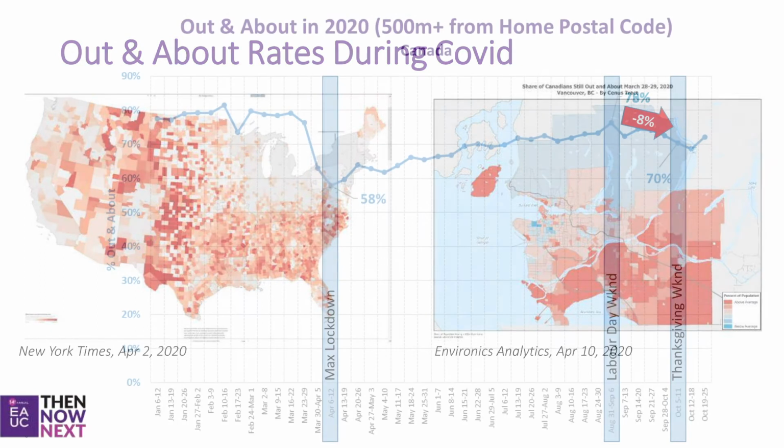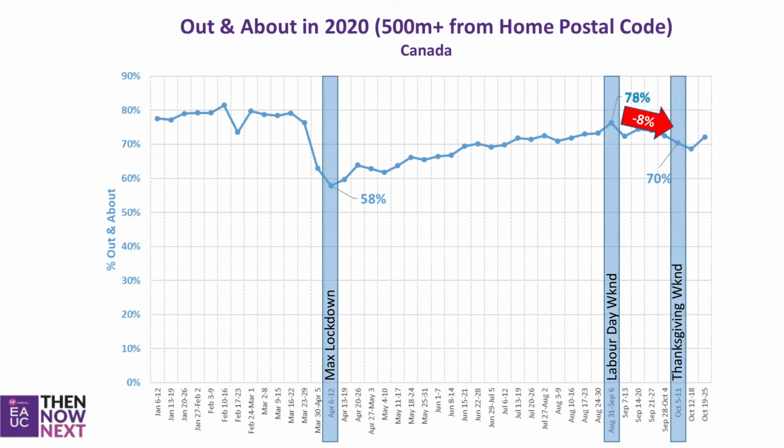So what's happened since? If we look at our out and about data on a week-by-week trend, just under 80% of Canadians went over 500 meters from their home postal code pre-COVID. At the depth of the spring lockdown, that number had dropped to 58% as people were staying home. Now, over the summer months, we saw a recovery. By Labor Day, we were back up to around 78% of Canadians moving out from their homes. Then we dropped back to 70% by Thanksgiving. So during that period, that 5 weeks, 8% fewer Canadians were leaving their home postal codes between Labor Day and Thanksgiving. What we're seeing now since then is it's starting to bounce back despite the second wave.